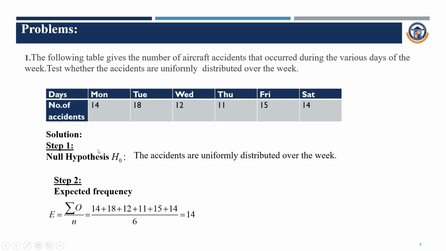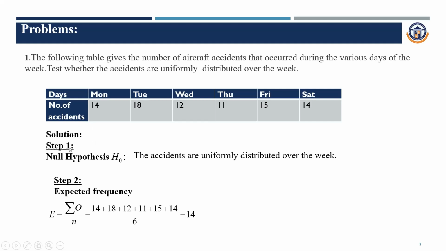The first problem is: the following table gives the number of aircraft accidents that occur during the various days of the week. Test whether the accidents are uniformly distributed over the week. Two sets of data are given: days, Monday to Saturday, and the corresponding number of accidents. 14 accidents occurred on Monday, 18 on Tuesday, and so on, up to 14 on Saturday.